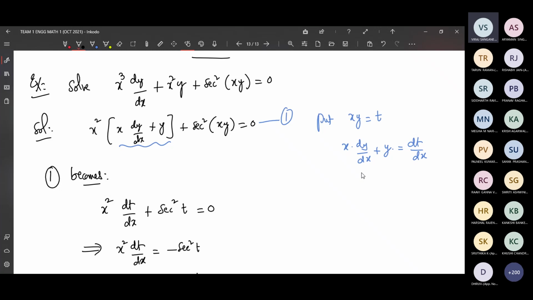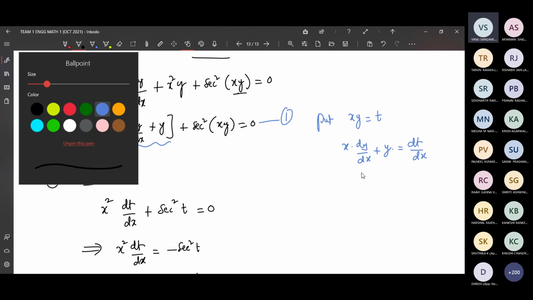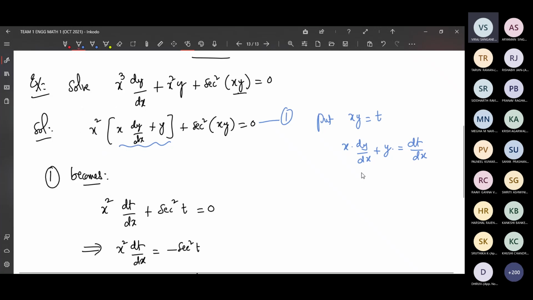No, what I am saying is here a product term is there, right? X, Y, the product term. So you take x square y common here, and x square is there in the first term too, therefore you take x square outside, so that x dy by dx is in the first term, and in the second term y is there. If I take xy as t, this becomes dt by dx.